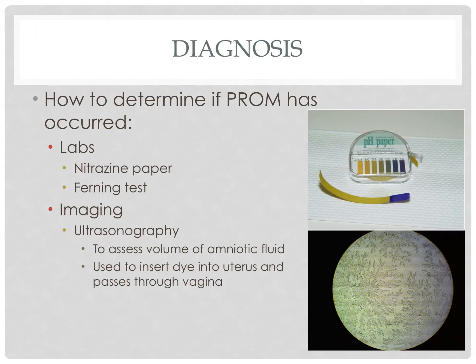How to determine if PROM has occurred? In order to diagnose PROM, two laboratory tests are commonly used to determine if membrane has ruptured and amniotic fluid is actually present. One is known as the nitrazine paper test, which is used to determine the pH of fluid present. The average pH of the vagina ranges from 4.5 to 6.0, whereas amniotic fluid is more basic with a pH of 7.1 to 7.3. So, the nitrazine paper will change to blue if the pH exceeds 6.0, indicating the presence of amniotic fluid. However, false positives can occur if bacterial vaginosis, semen, or some alkaline disinfectants are present.